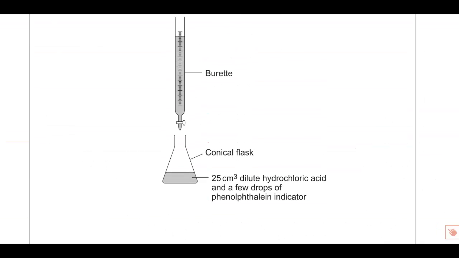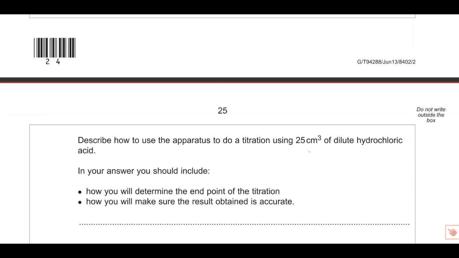Good. So we're already told at this point to get people who say, oh, use a pipette and transfer 25 centimetres cubed into a conical flask. It's a waste of time. You already got that, so don't bother starting saying all that. What we're looking for. Okay.